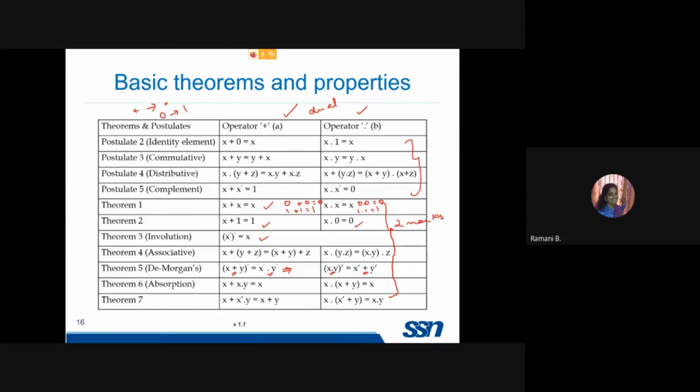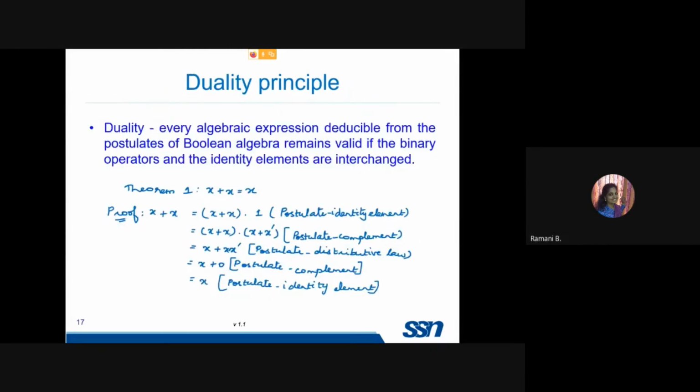X plus x is equal to x. Here, in order to prove it, because they used to ask such a thing as a 2 mark question, you cannot straight away give it. For that purpose, we need to give all the corresponding postulates used in it.